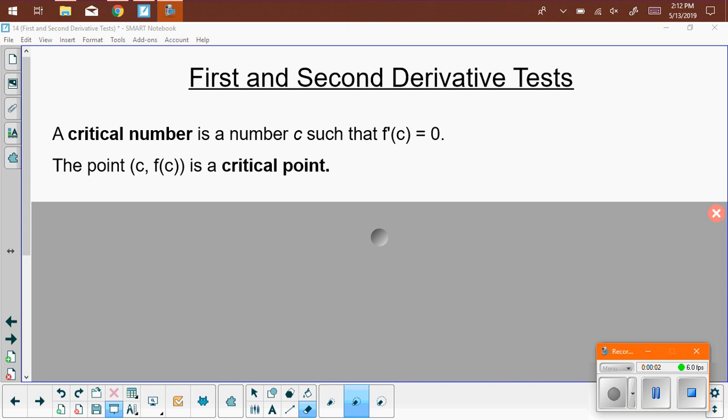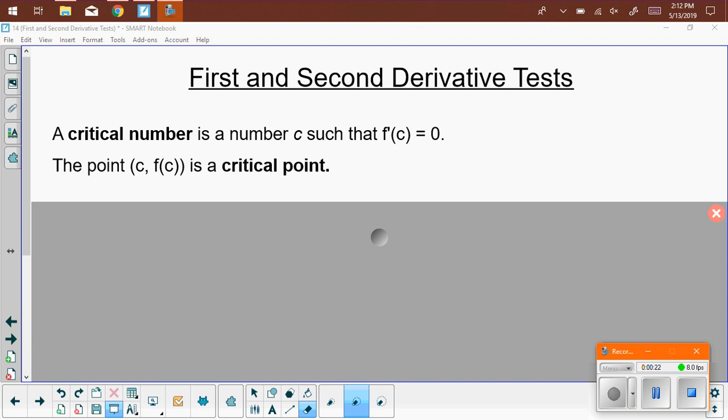Good morning, everyone. Now that we've talked a lot about derivatives and started to get a hint of how we can use that to find things like maximums and minimums, we're going to start going into more detail about how we can use derivatives to describe a curve. Okay? So our first definition is related to that idea of finding a max or a min.